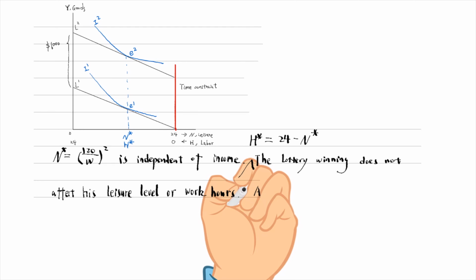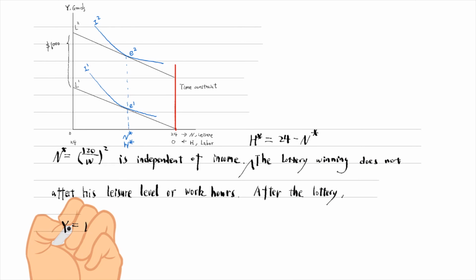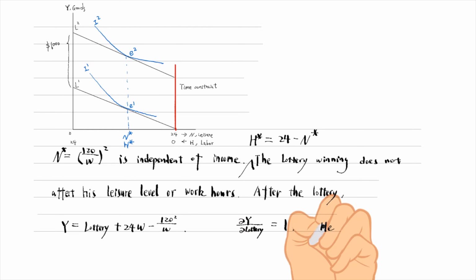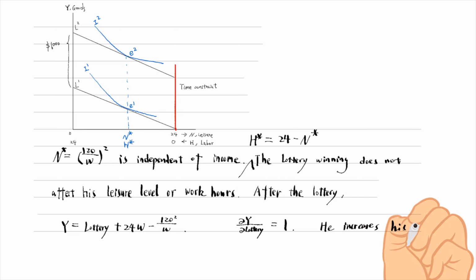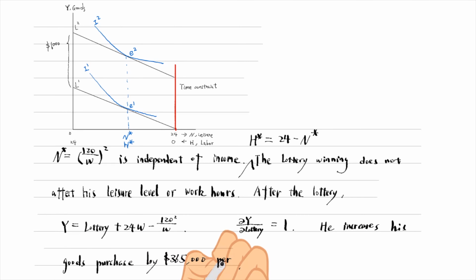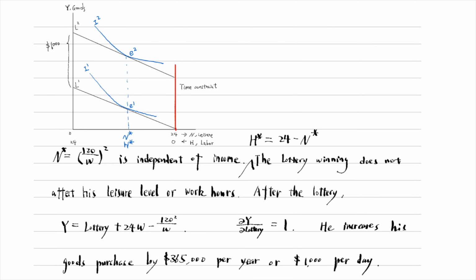After the lottery winnings, the optimal amount of goods purchased is increased by the amount of lottery. That is, he increases his goods purchased by $365,000 per year or $1,000 per day. So the amount of goods he buys per day increases by 1,000, given that the price is $1.